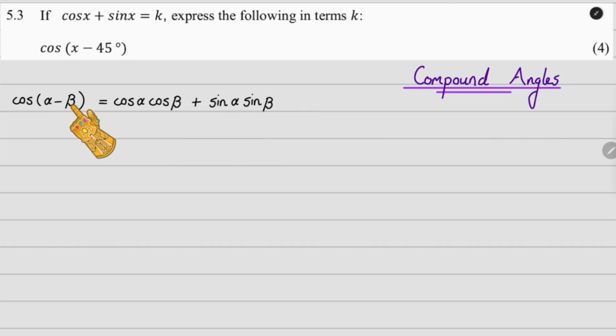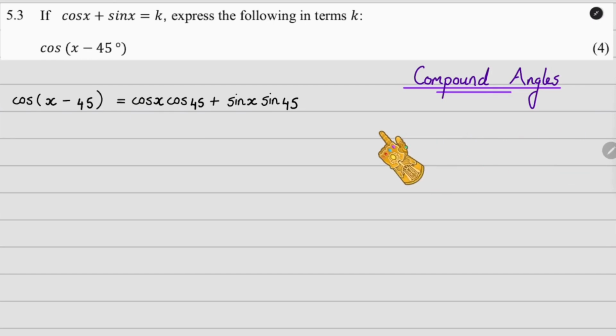Okay, so I'm not working with a and b, I'm working with x and 45. So I'm going to replace this a with x and this b with 45, and that's going to trickle into this side as well. And you can see I've made the necessary replacements. A has been changed to x and the b's have been changed to 45s.